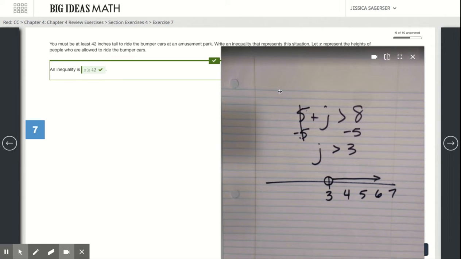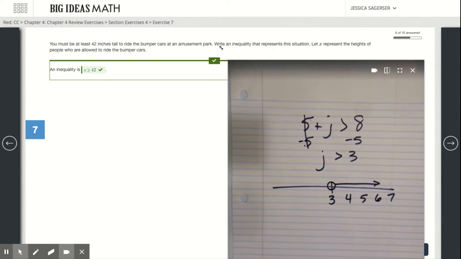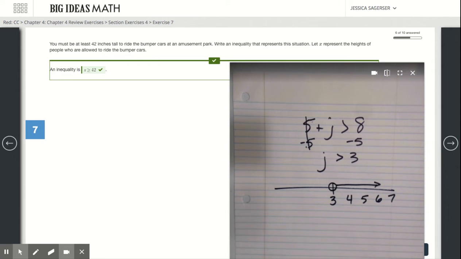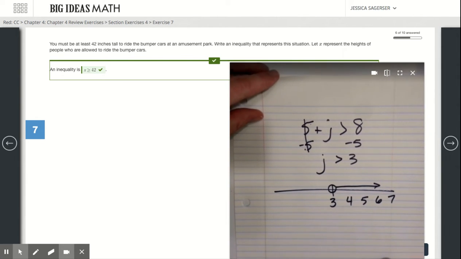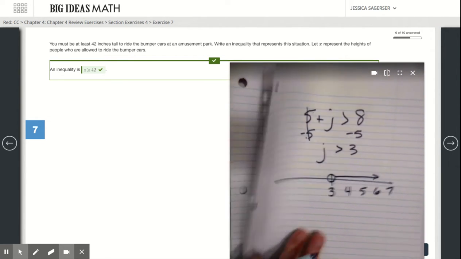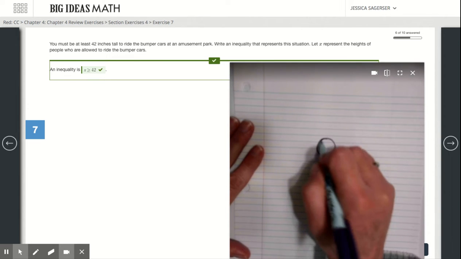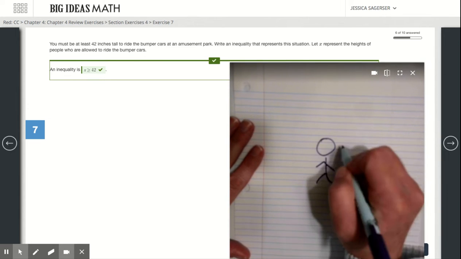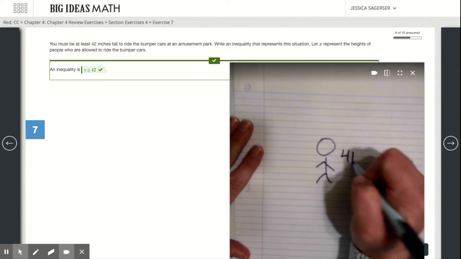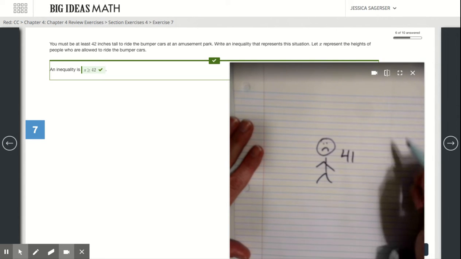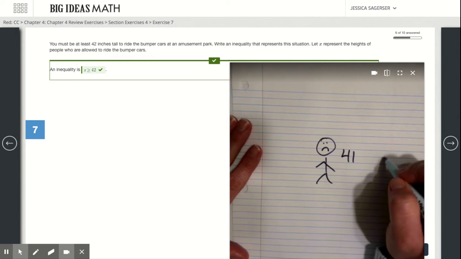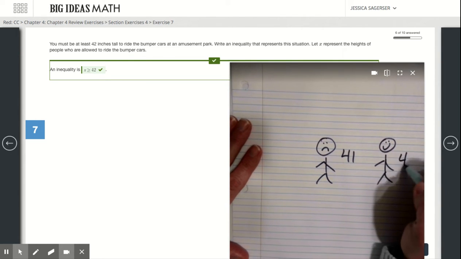Now, an inequality that represents this situation. You're at an amusement park and you are going to ride the bumper cars. Now, you have to be at least 42 inches tall to ride the bumper cars, which means if you are 43 inches, you are A-OK. So here's our little guy. He is 41 inches. He can't ride it. If he was 43 inches, he can ride it, right?